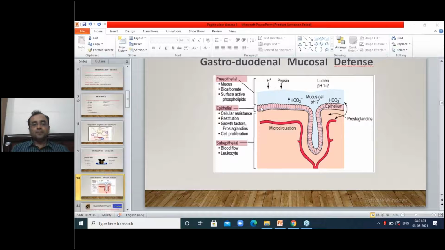Similarly, the epithelial layer itself has the capacity to regenerate and restitute, so if there is some damage, it can heal itself, and it forms the second layer of the defense after the preepithelial layer. And similarly, the subepithelial layer consists of microcirculation, and it removes the toxic materials.